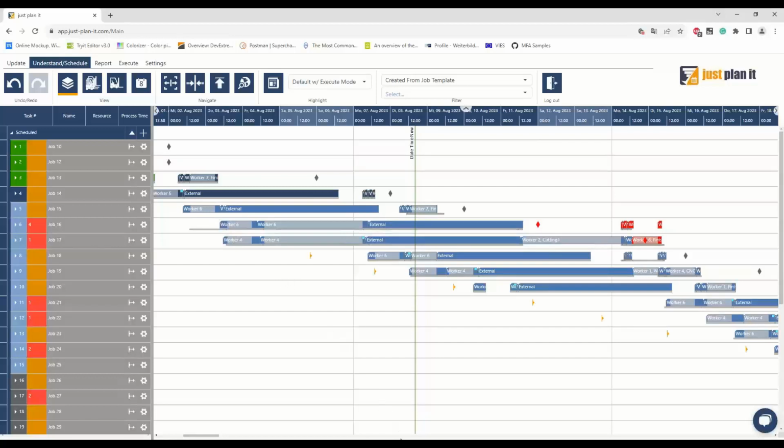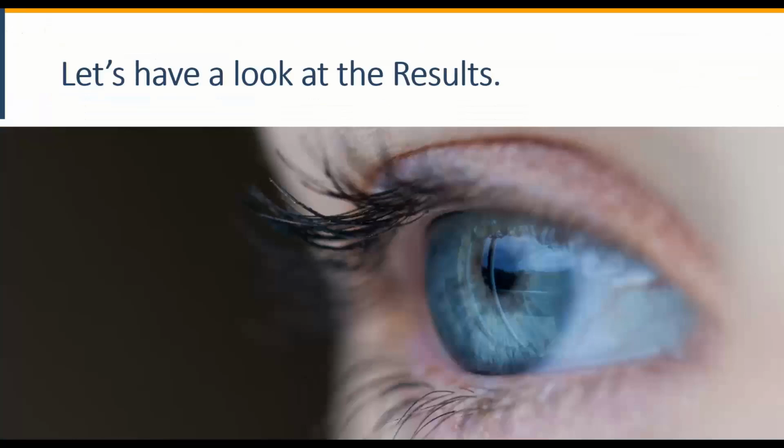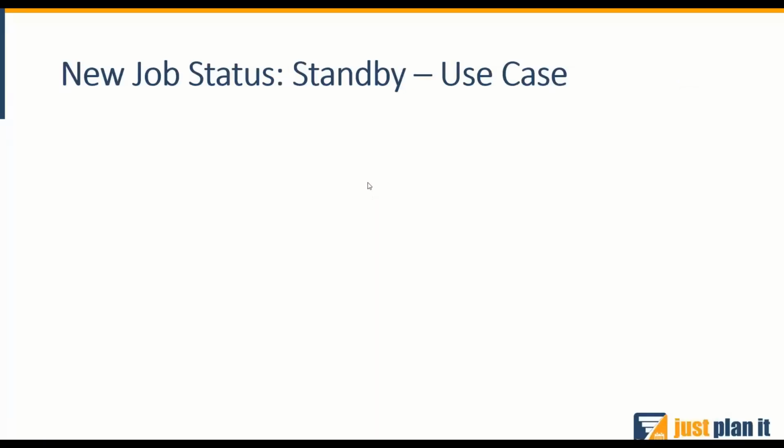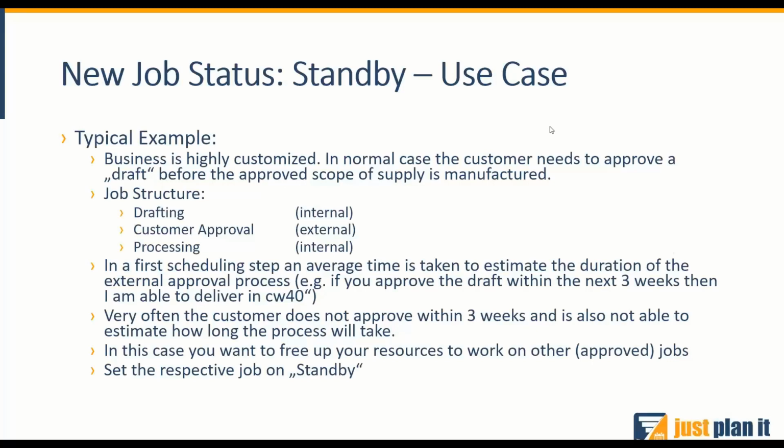But before we take a look at that next step, let's have a quick throwback to the PowerPoint. So we have a new job status, standby. What is the use case for this? The typical example: your business is highly customized, and in normal cases, your customer needs to give you approval of a draft before you can actually start manufacturing something. So your typical job structure would then be that you have an internal draft, then you have a roughly scheduled time until you await your customer approval, and once that is back in, you actually start the processing.